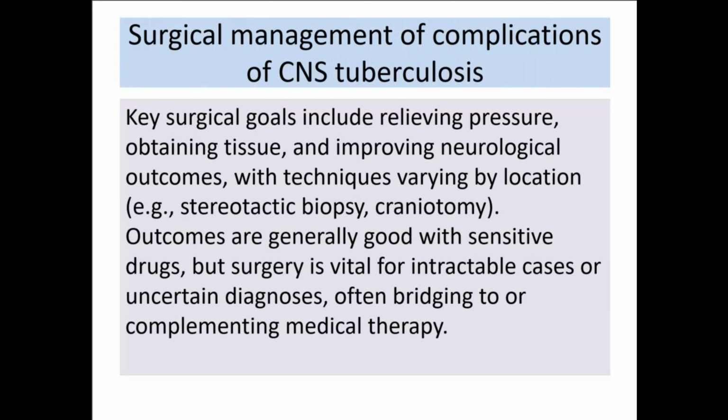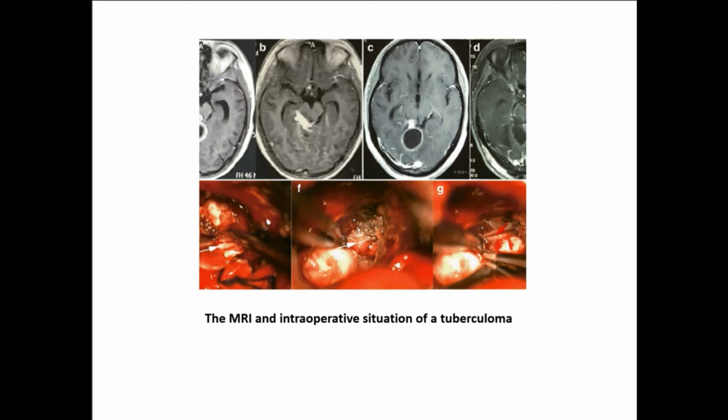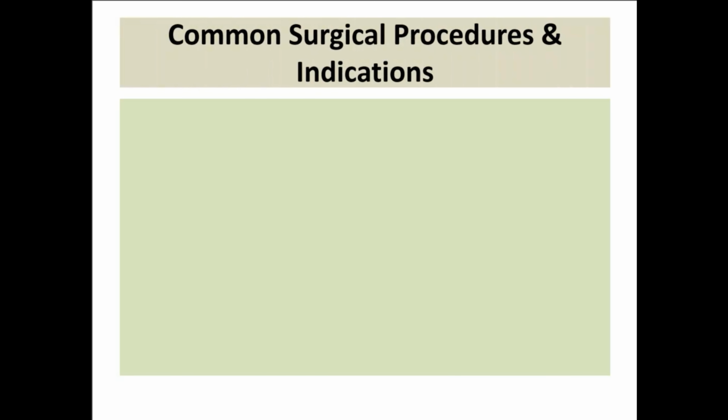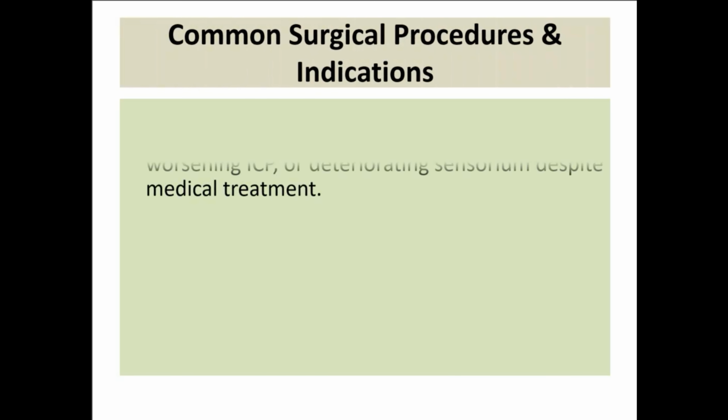Key surgical goals include relieving pressure, obtaining tissue, and improving neurological outcomes, with techniques varying by location, e.g. stereotactic biopsy, craniotomy. Outcomes are generally good with sensitive drugs, but surgery is vital for intractable cases or uncertain diagnoses, often bridging to or complementing medical therapy. The MRI and intraoperative situation of a tuberculoma. Common surgical procedures and indications.